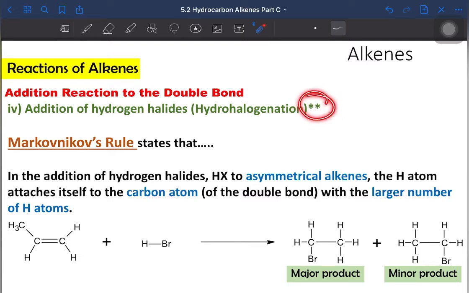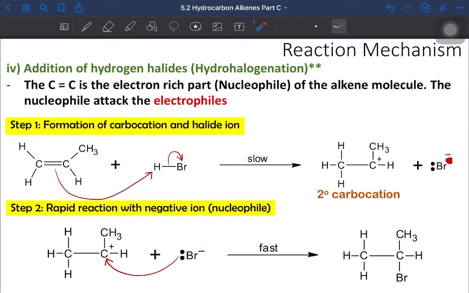So saya dah double star dekat sini. So double star means ada reaction mechanism. So now let's look into the reaction mechanisms of the hydrohalogenation reactions. So please bear in your mind that the characteristic reactions of alkene are electrophilic addition, which means that we are going to add an electrophile into the nucleophilic site.